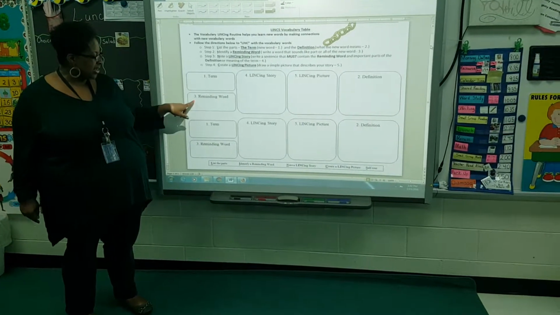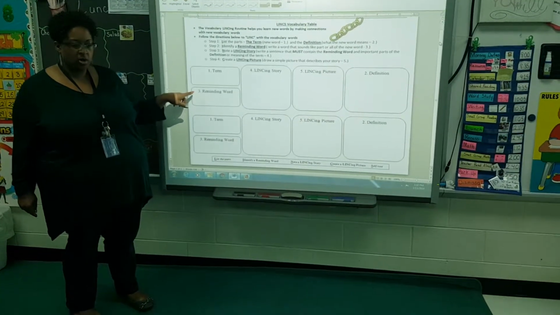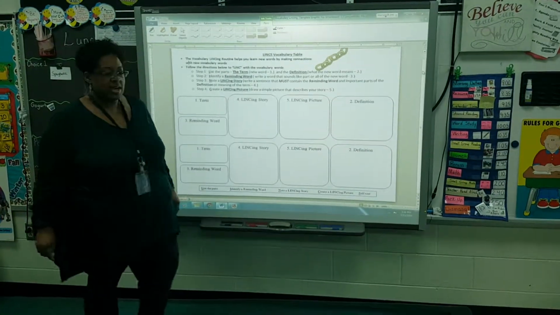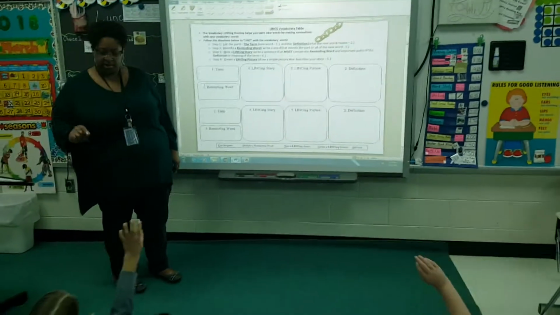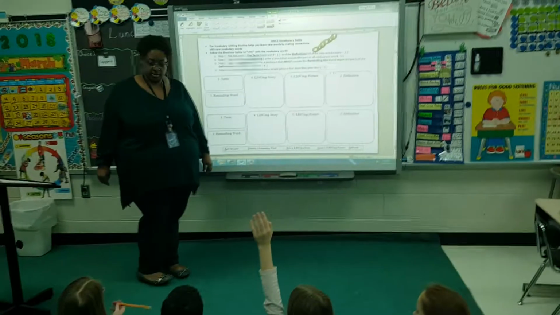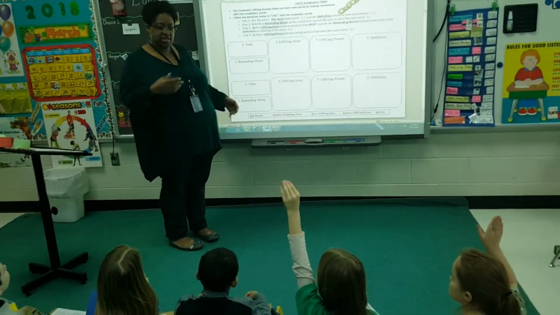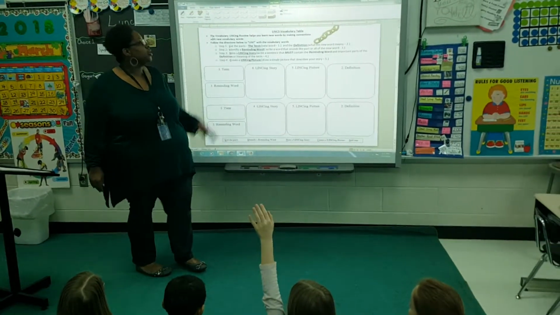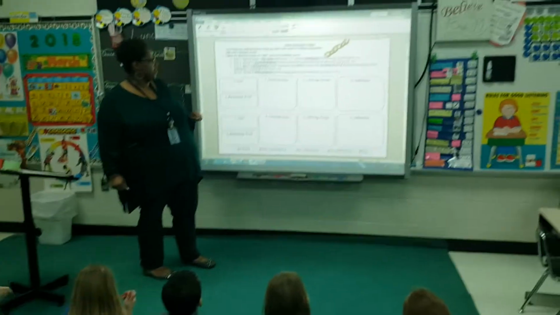Then, do we go right down here, right below term? No, that's the wrong order. We go down to number 2. And number 2 is the definition. Who remembers what definition means? A definition is the meaning of the word, what that term or new word is.